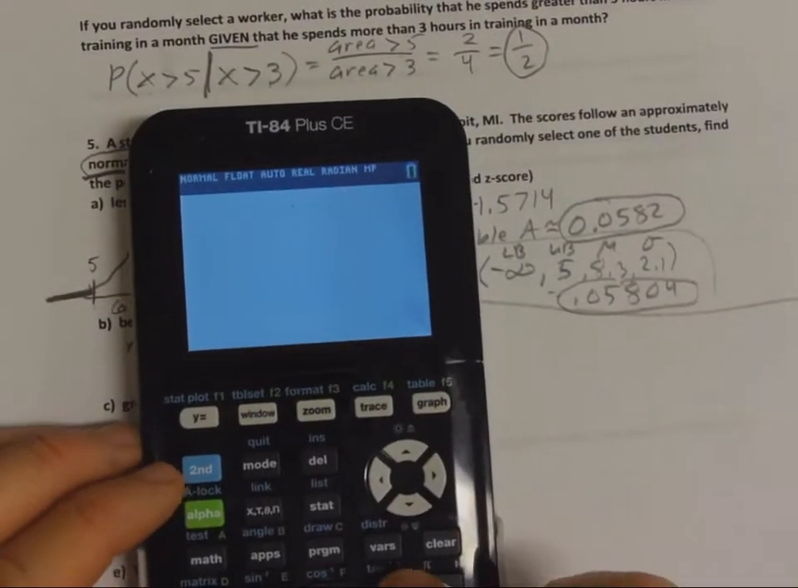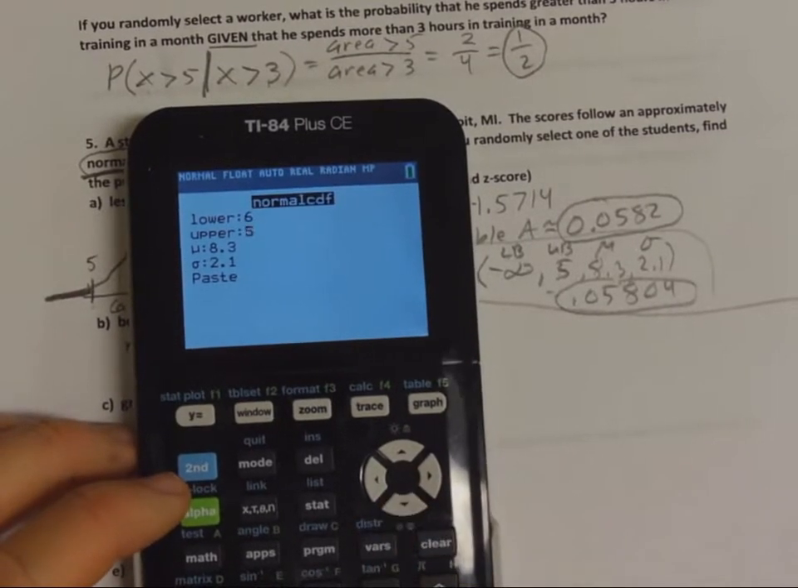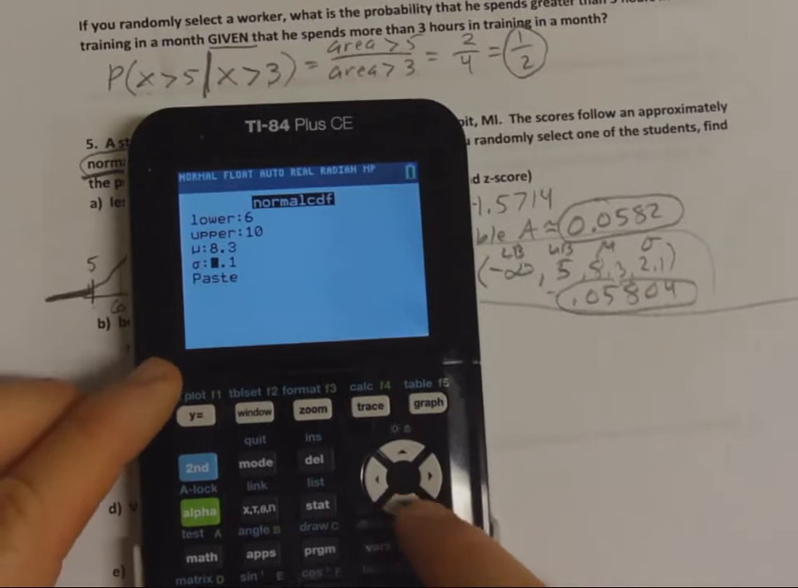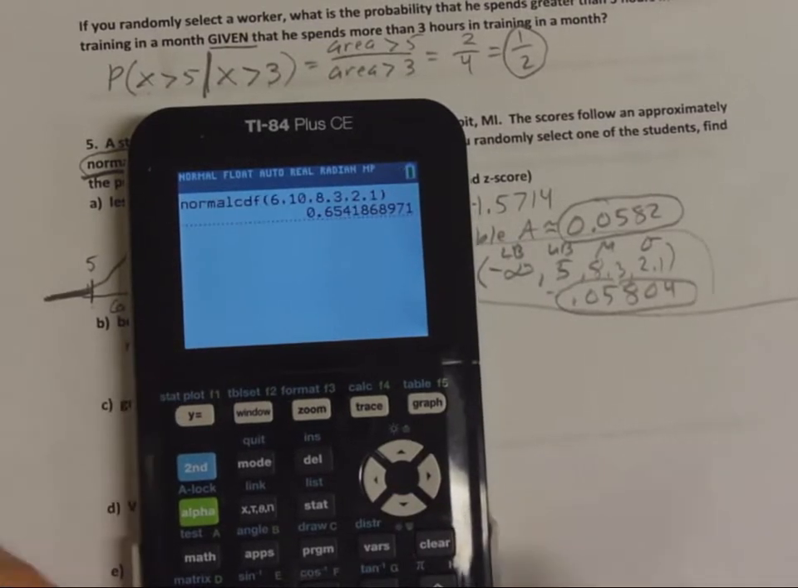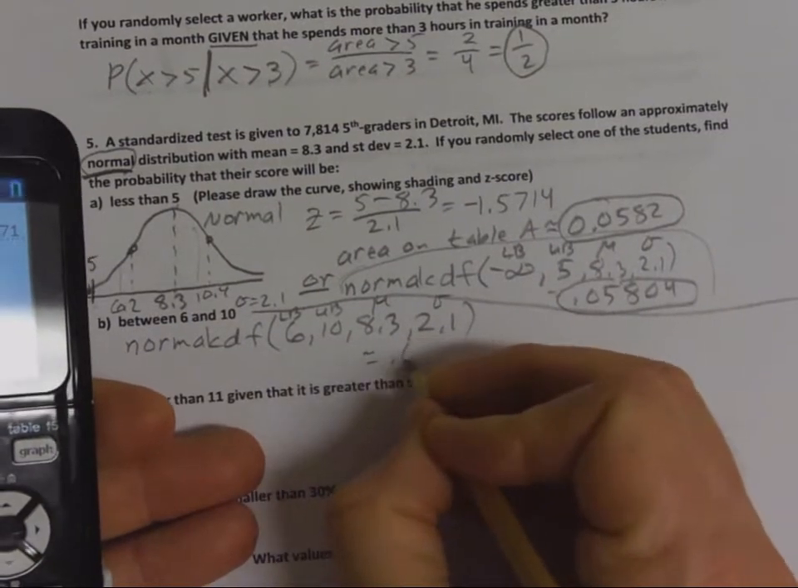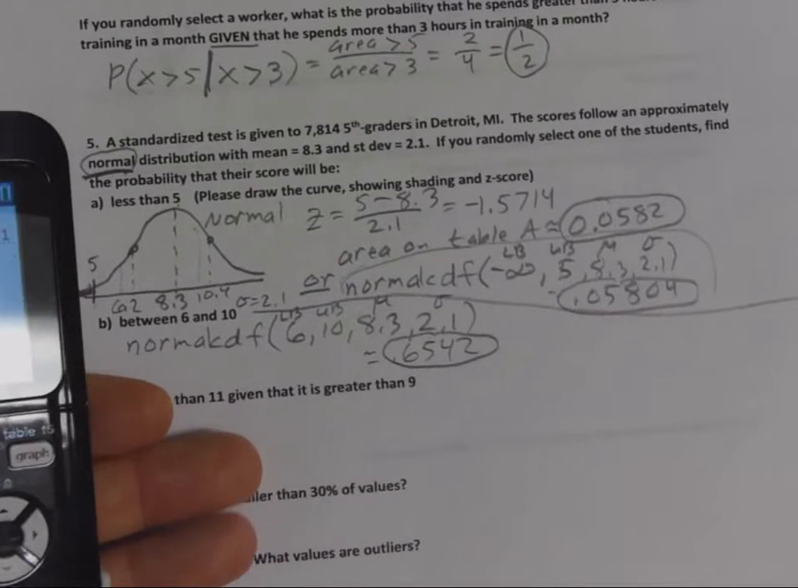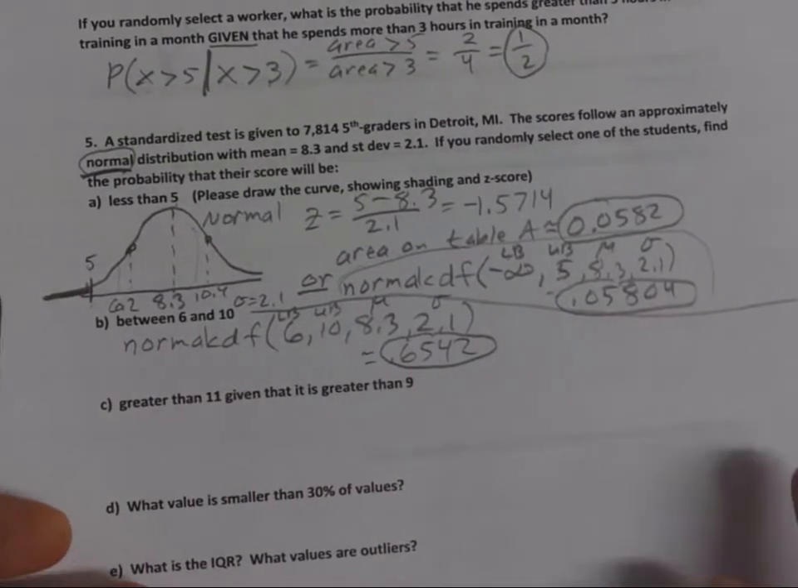And so I will go to second distribution, normal CDF from 6 to 10, mean of 8.3, standard deviation of 2.1. And so we get 0.6542 approximately. It's a good idea to use at least 3 or 4 sig figs. There we go, about 65% of the curve in essence.